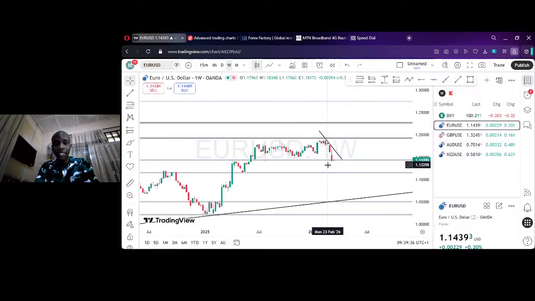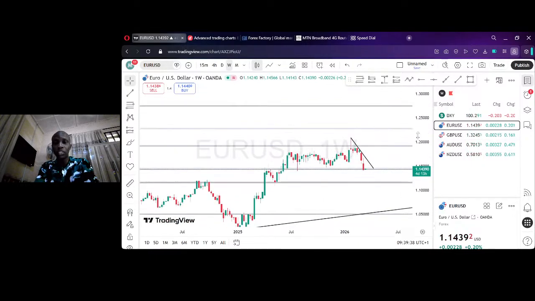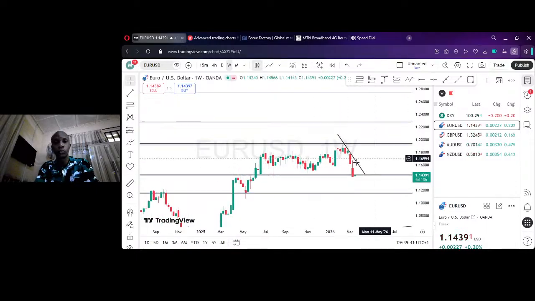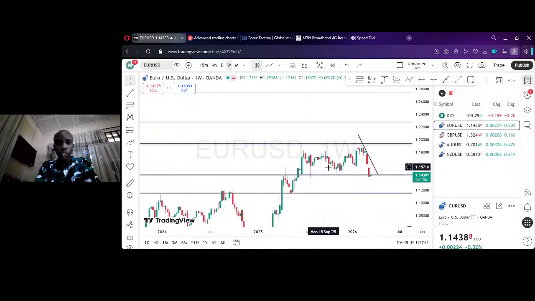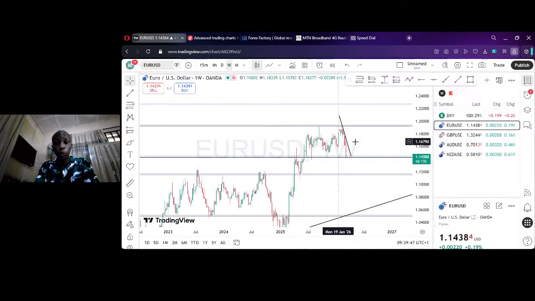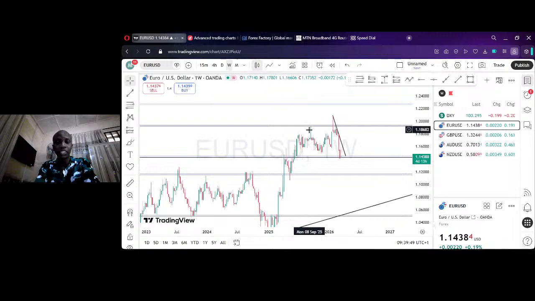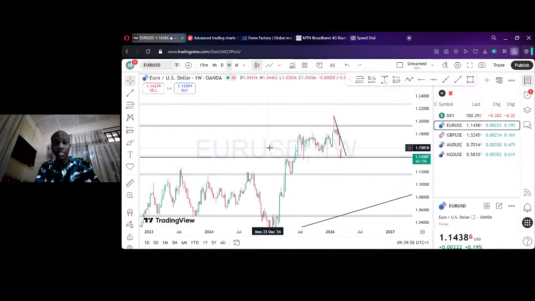As you can see, the weekly candle is currently reacting on this support level. So this is nothing but a double top formation. Price attempted this resistance level and was rejected. It attempted again for a second attempt and was also rejected. This is on the weekly time frame.